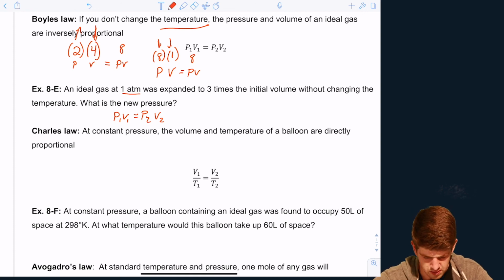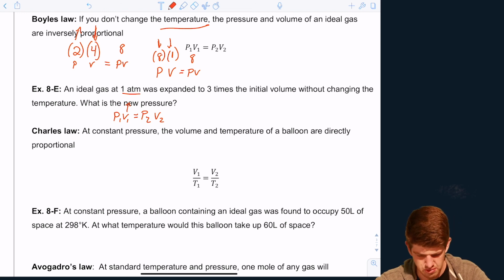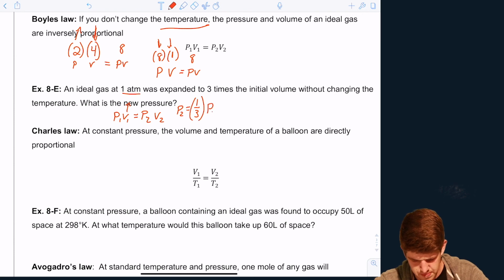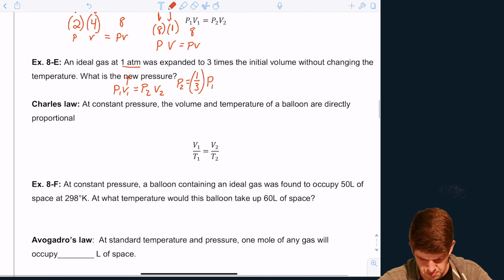So I don't know the original volume. I don't know the final volume, but I know the conversion factor. So if I increase the volume threefold, I need to decrease the pressure threefold to balance this out. So the new pressure, P2, will be 1/3. P2 equals 1/3 P1. And so that's how we're going to make it inversely proportional.